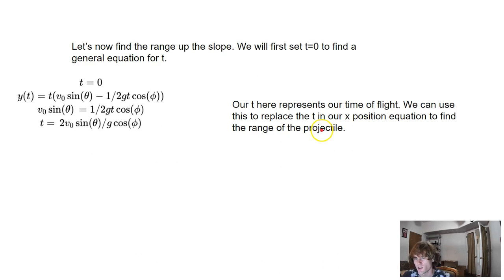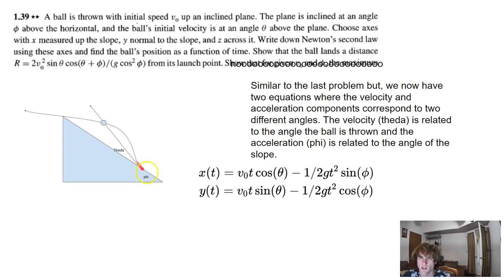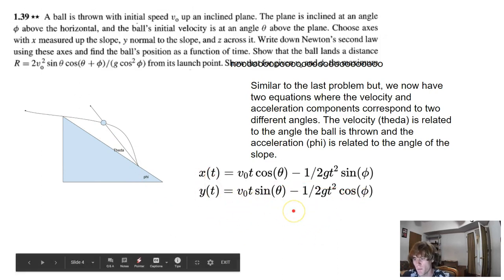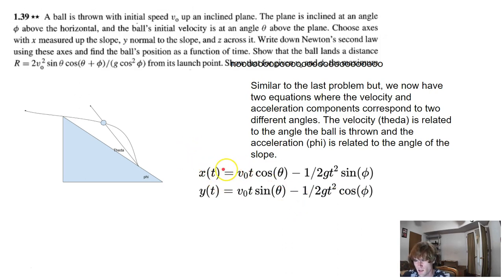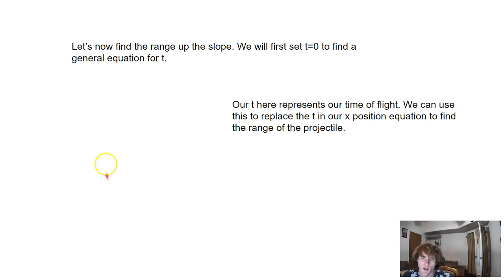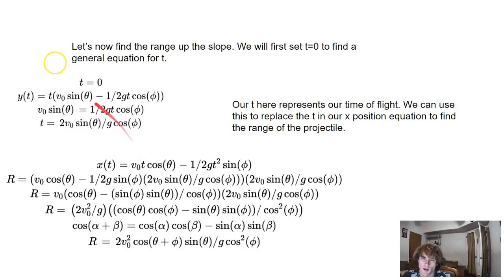Since x is along the slope here, we just need to put the general equation for t into this x equation. So we're going to put that equation we found in for this t right here and this t right there. Let's go back. Here we have our x equation, and we're just going to put this equation for t into this t and this t.